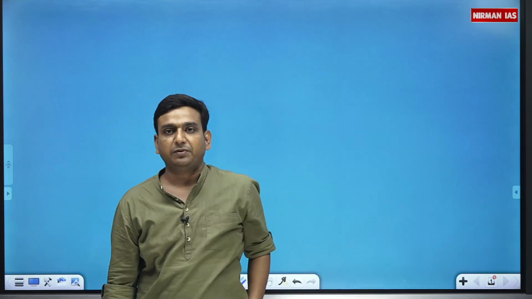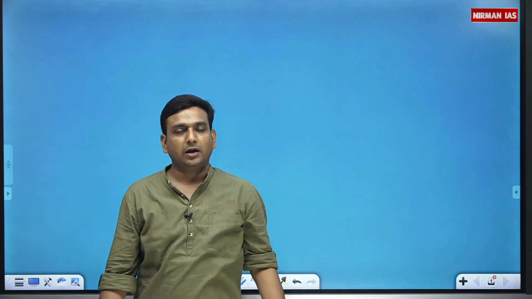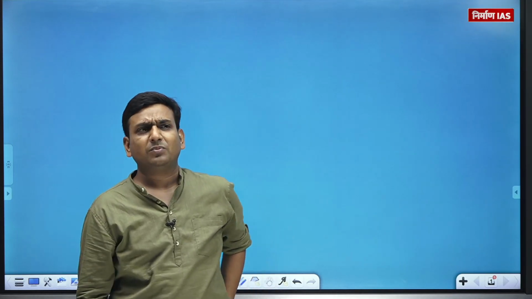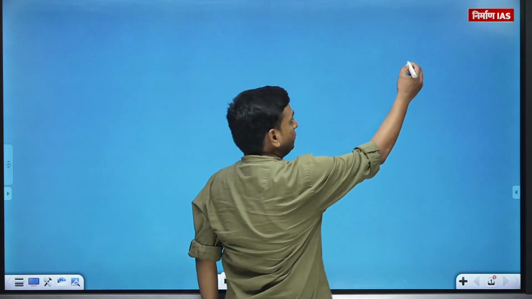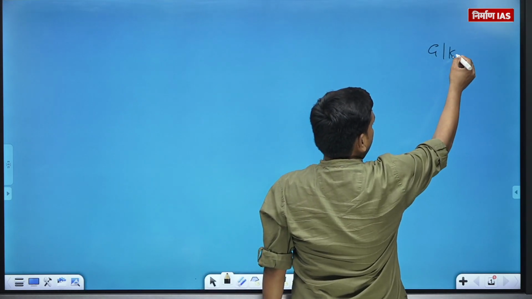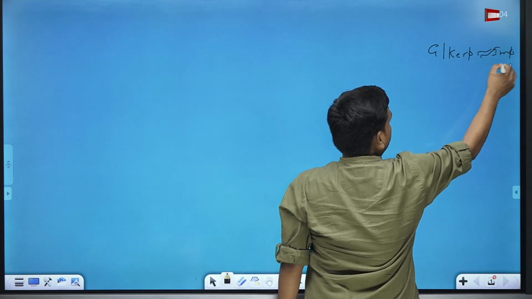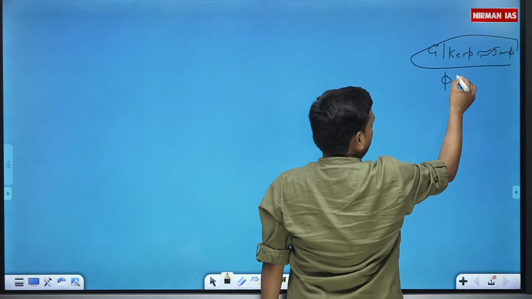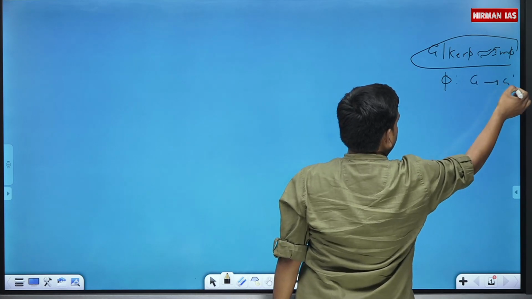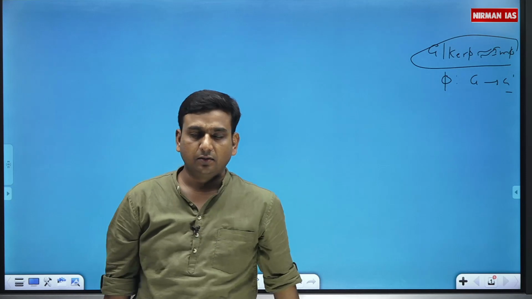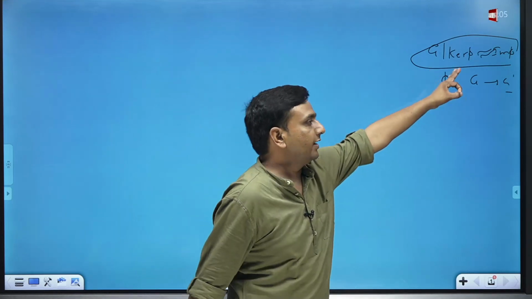If you observe the PYQs, you will be getting a number of questions there from the first isomorphism theorem, that is, G/ker phi is isomorphic to image phi, where phi is some homomorphism from G to G'. So today's target is to reach here.